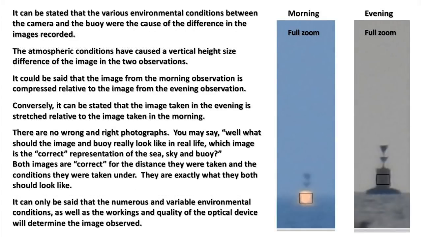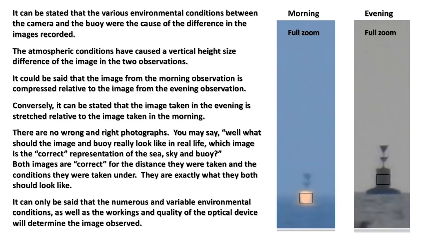It can be stated that the various environmental conditions between the camera and the buoy were the cause of the difference in the images recorded. The atmospheric conditions have caused a vertical height size difference in the image in the two observations. It could be said that the image from the morning observation is compressed relative to the image from the evening observation. Conversely, it can be stated that the image taken in the evening is stretched relative to the image taken in the morning. There are no wrong and right photographs.